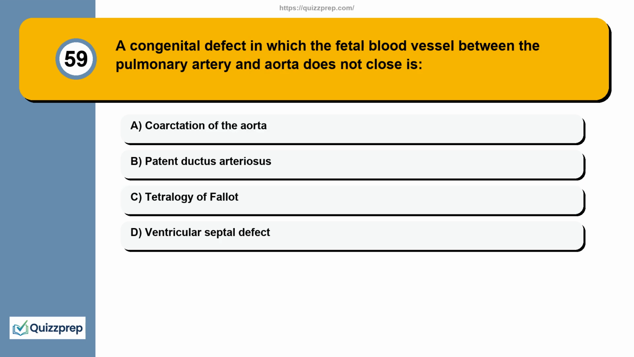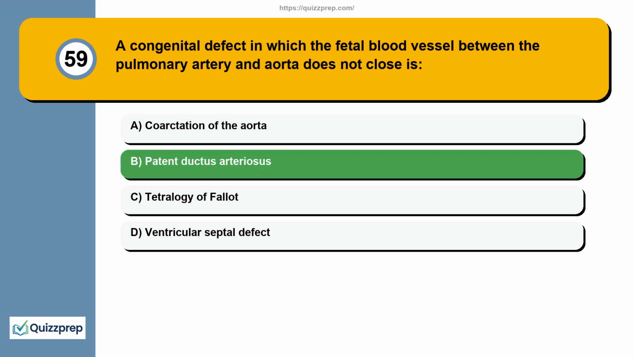Question 59. A congenital defect in which the fetal blood vessel between the pulmonary artery and aorta does not close is: option A, coarctation of the aorta. Option B, patent ductus arteriosus. Option C, tetralogy of Fallot. Option D, ventricular septal defect. The correct answer is option B, patent ductus arteriosus.